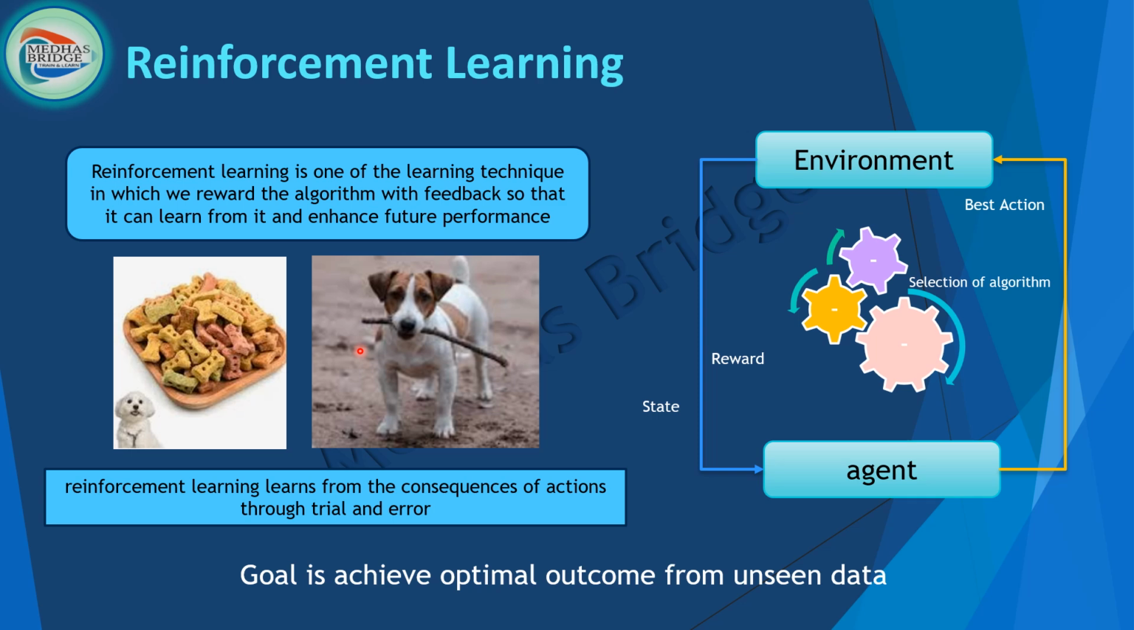It's a beautiful technique which is called a reward and punishment algorithm, because you reward the algorithm with feedback. Based on the feedback, it enhances and improves the next course of action, right? Enhancing future performance is what we are saying here. One more thing, we can call this a trial and error method, isn't it? Because you keep doing trial and error. You do a trial, see the outcome, and then try to correct it. So that's why reinforcement learning learns from the consequences of actions through trial and error.